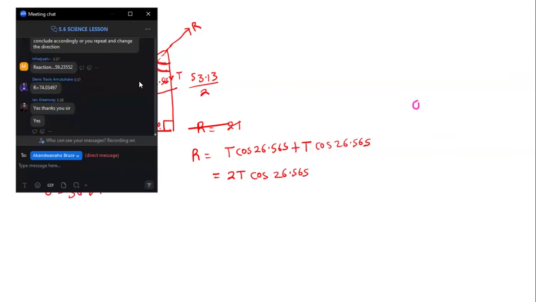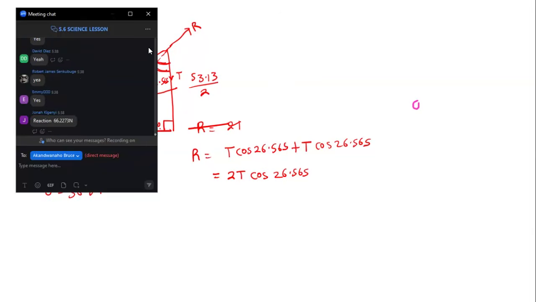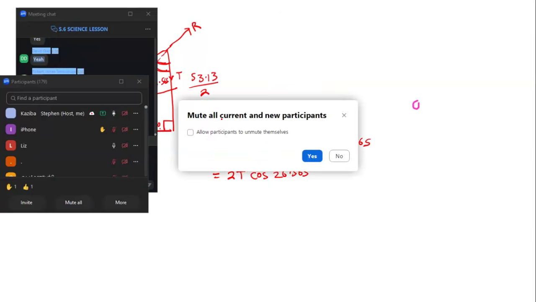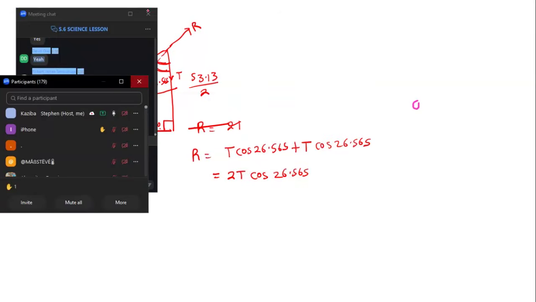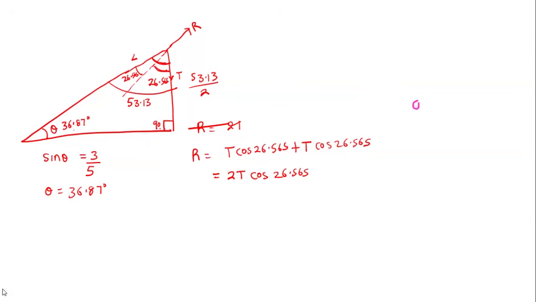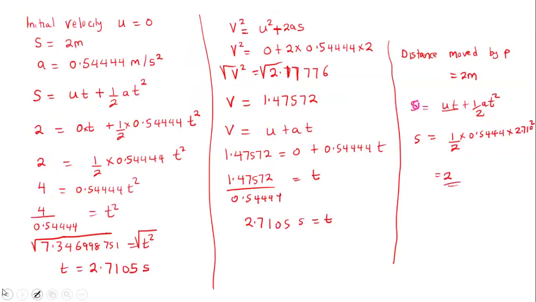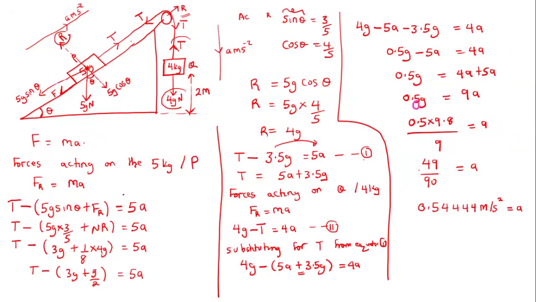Reaction. Reaction 66. I don't know why some are getting 66. What was your tension? Okay, reaction is 66. Good. 66, I think that's what people are getting. Okay, so we are going to continue. But I expect you to first obtain the tension. Remember here, you needed to obtain the tension first before you proceed.